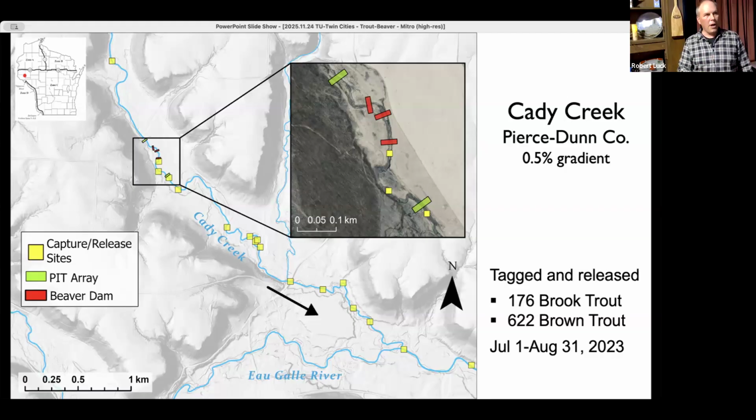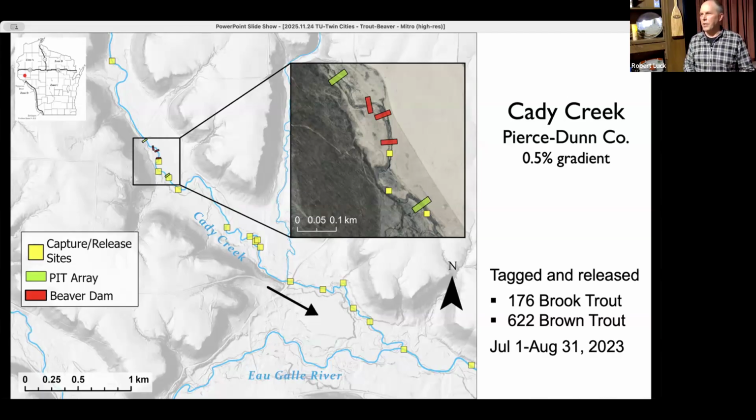A stream with a very large population of brook trout and brown trout, mostly brook trout in the headwaters, brown trout downstream. But a series of beaver dams went in 2023, three dams close to each other. And what we did was we set up what we call these PIT tag detection arrays.